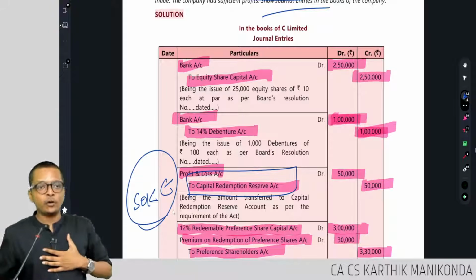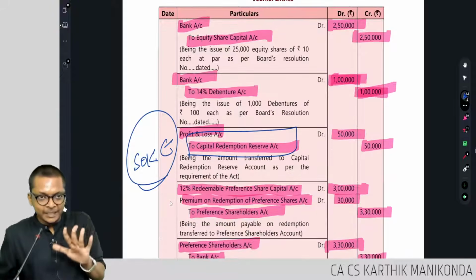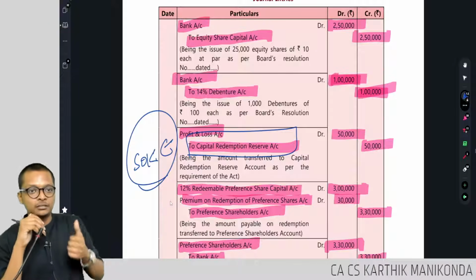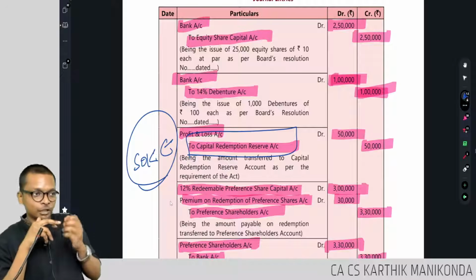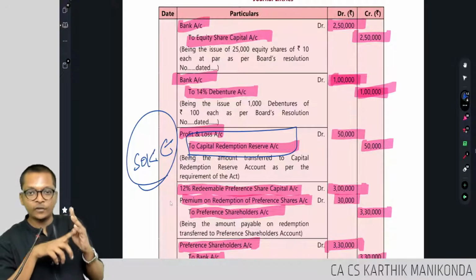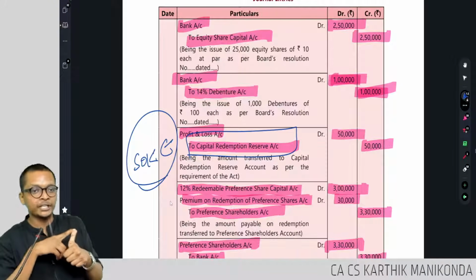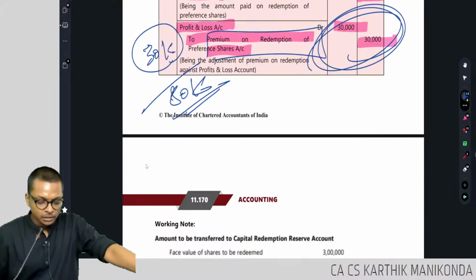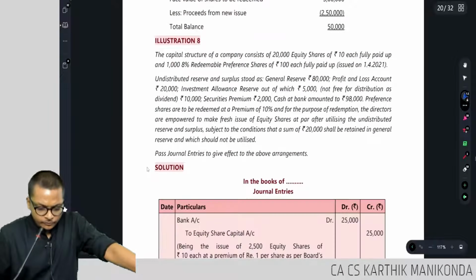Clear? Everybody following? Clear? This much in-depth concept they will not ask in exam. Exam, what they want? 6 journals. You understood all the 6, guys. 4 for preference shares, 1 for issuing equity shares, 1 for issuing debentures. That's it. Okay. Come down.